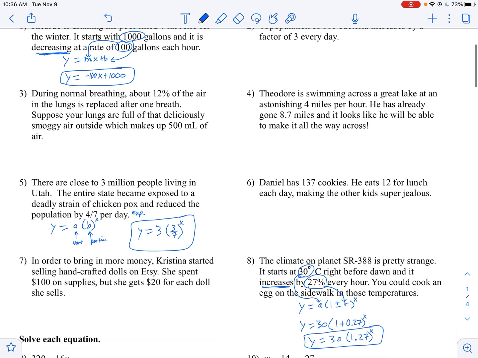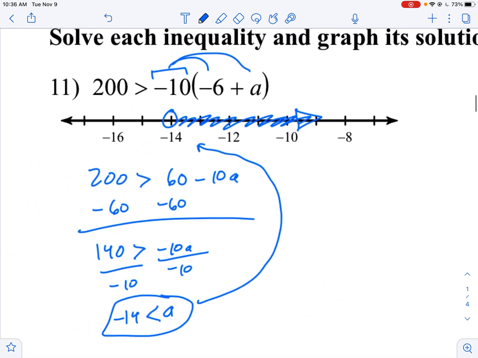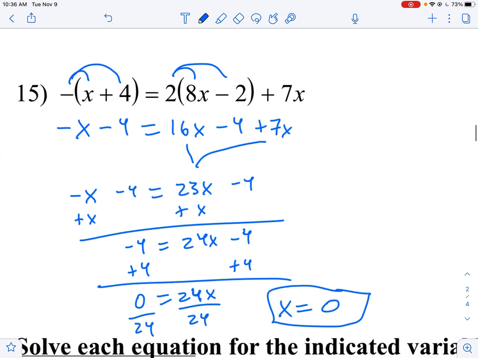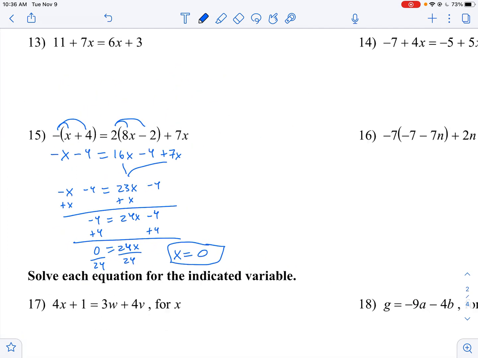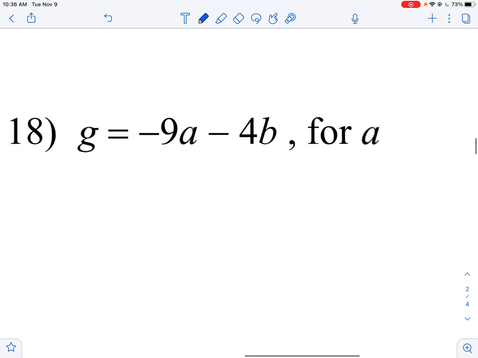Ask neighbors if you get stuck. So let's jump to our next section here. And we've already looked at a couple of solving ones. You've got this example with an inequality. You've got this example with variables on both sides and parentheses. I want to do one that's down here where it's solved for a variable. So let's look at 18.